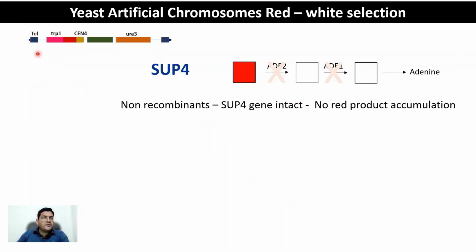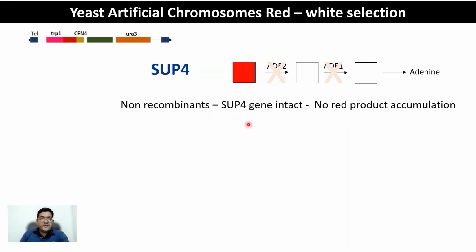So here you are, this is your non-recombinant vector here. The SOP4 gene is intact, and therefore this suppresses the mutations in ADE2 and ADE1 genes, which results in finally the formation of adenine, which is colorless. So such transformants that contain a non-recombinant yeast artificial chromosome are white in color.